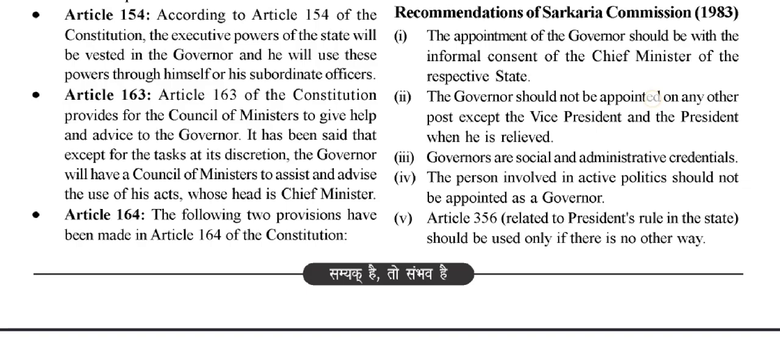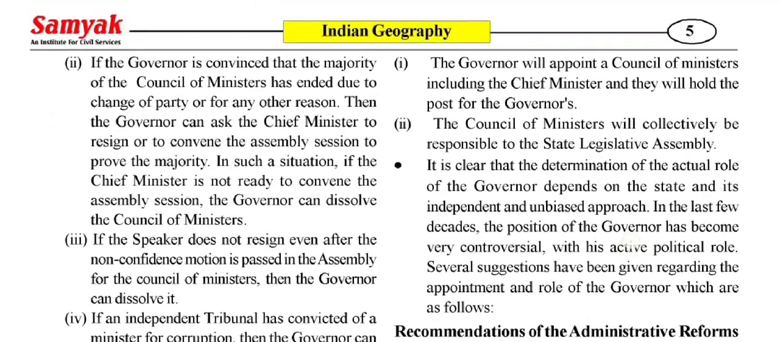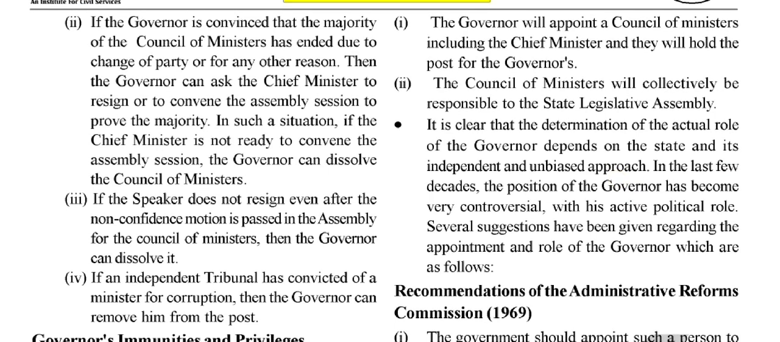Article 164. The following two provisions have been made in Article 164 of the Constitution. The governor will appoint the council of ministers, including the chief minister, and they will hold the post during the governor's pleasure.